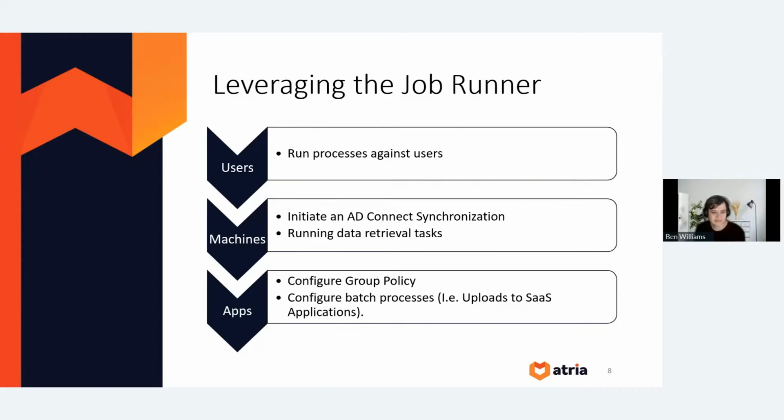For machines, if you set up PS remoting, you could initiate an AD Connect sync or run data retrieval tasks across them. Since they're provisioning servers, usually the central way of connecting to many different servers, it's quite a good place to do that. And then we've had some people configure group policy, moving servers around to fit into the group policy changes they have for if a server went into a maintenance mode or something like that. And of course, you can configure batch processes like uploading data to SaaS applications or PSA tools.